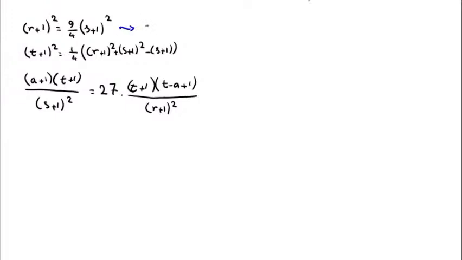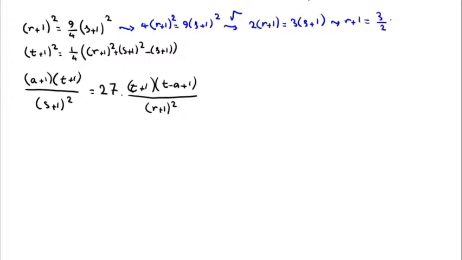So here, if we multiply by 4, 4 times R plus 1 squared equal to 9 times S plus 1 squared. And if we take a square root, it will be 2 times R plus 1 equal to 3 times S plus 1. So R plus 1 is 3 over 2 times S plus 1. Now here also, let's simplify T plus 1 from both sides. And in the second equation, I replace R plus 1 squared with 9 over 4 S plus 1 squared. So it will be 1 over 4 times 9 over 4 S plus 1 squared plus S plus 1 squared minus S plus 1.